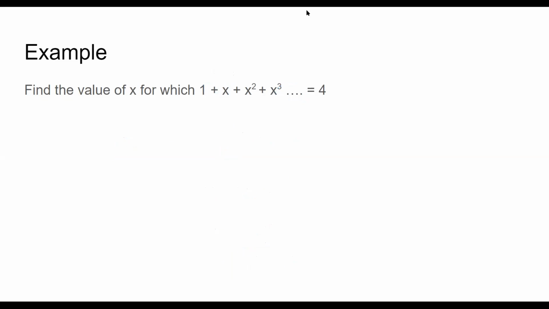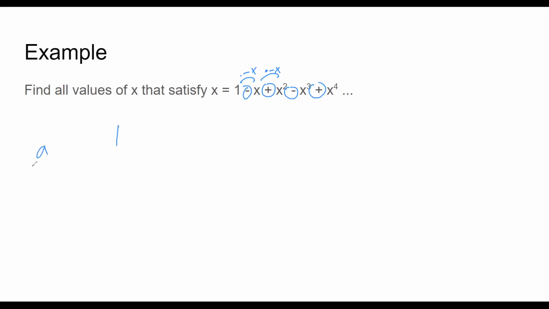I think there's one more of these. Find the value of x that satisfies x equals 1 minus x plus x squared minus x cubed plus x fourth. When you see these alternating signs, minus, plus, minus, plus, this tells you that the ratio is going to be negative. So the ratio here is we're multiplying by negative x every time. So then we have a over 1 minus r, I'll write it again. We said r is negative x, so it's 1 minus negative x, which is just 1 plus x, is equal to x.